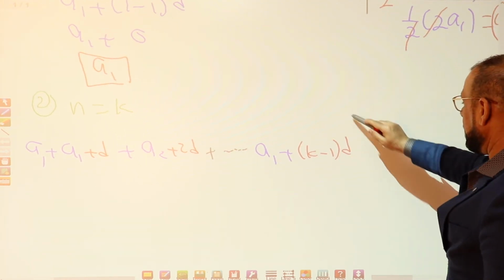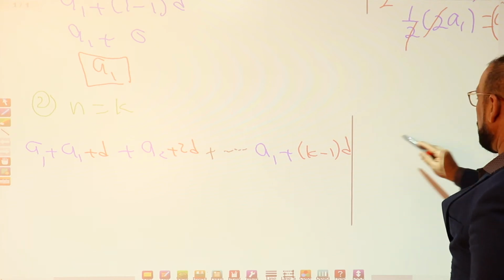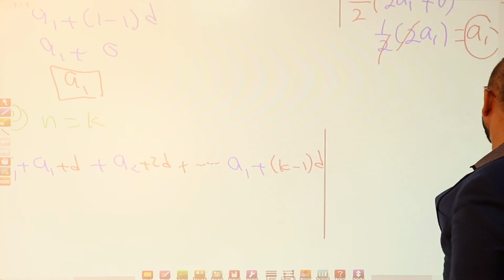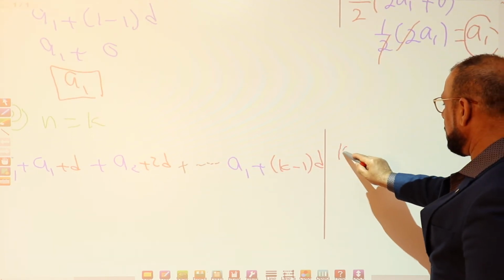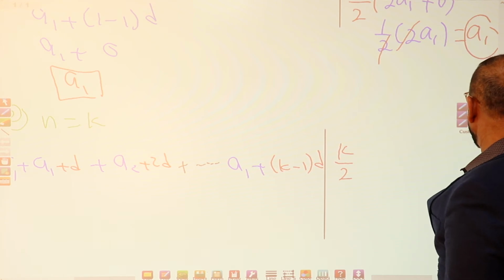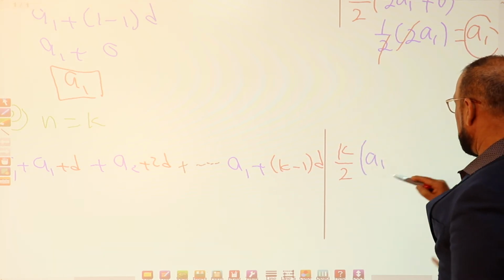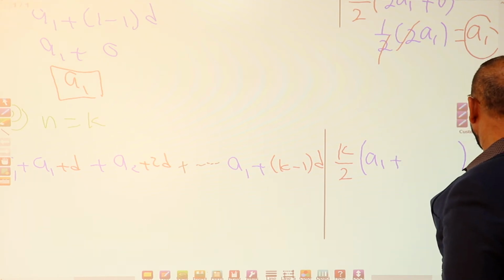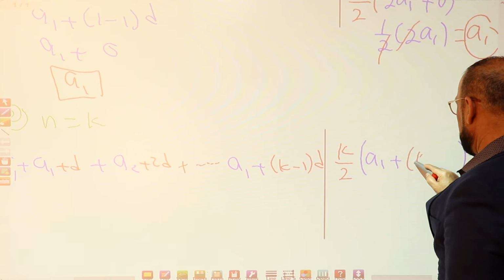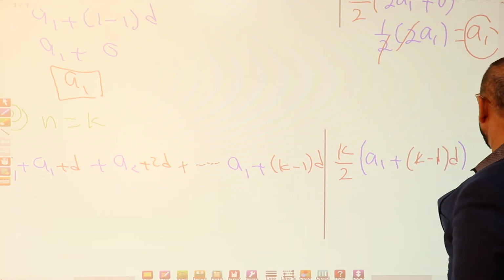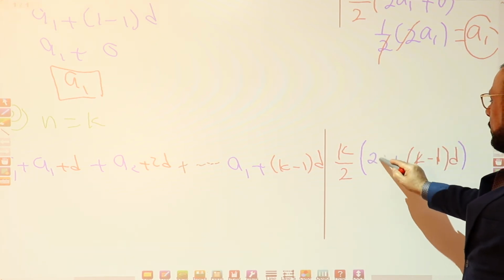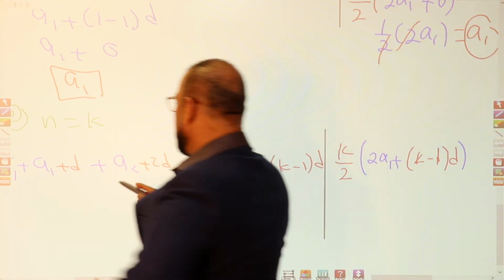The right side, we have n over 2, which is here. Look, guys, it's going to be k over 2, k over 2, a1, right? And close, plus k minus 1, d. I have to put 2a1 here, 2a1, right? This is true also. We change n equal k.